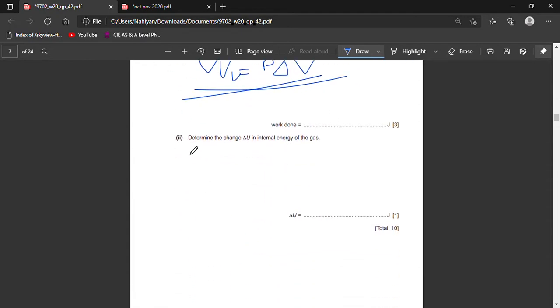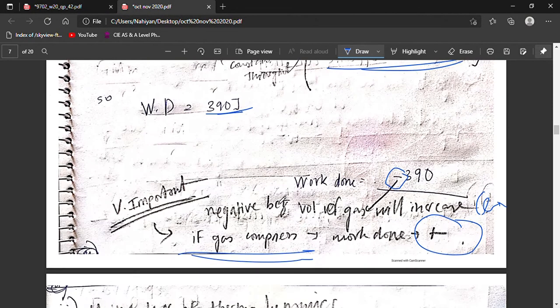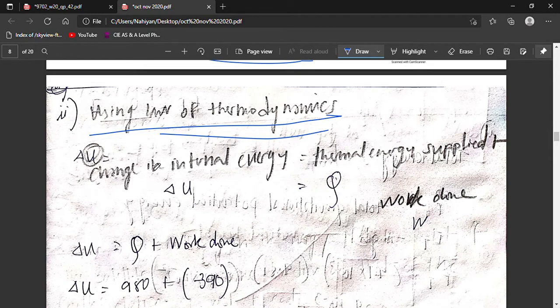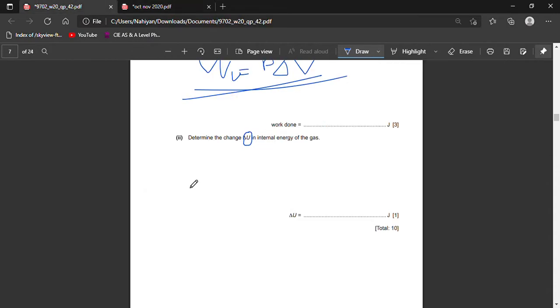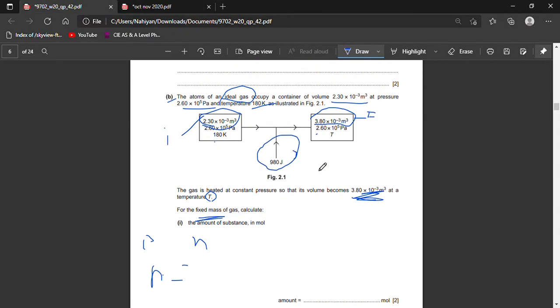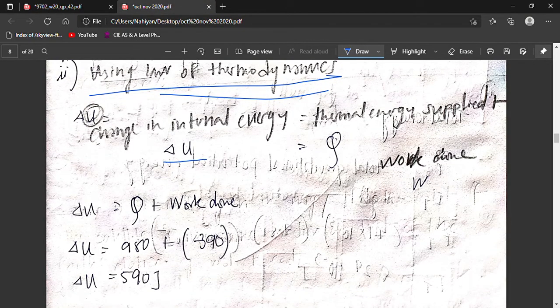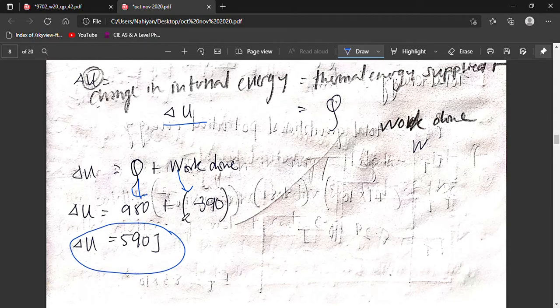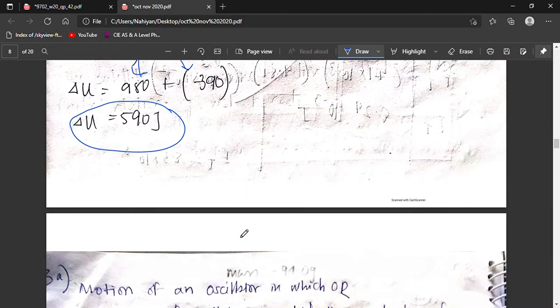And moving on, determine the change in the internal energy of the gas. Using the first law of thermodynamics, we get that the change in internal energy, which is delta U, is the thermal energy supplied, which is Q, and the work done, which we calculated just now. So you just substitute the values, and here you go. This is the internal energy change.